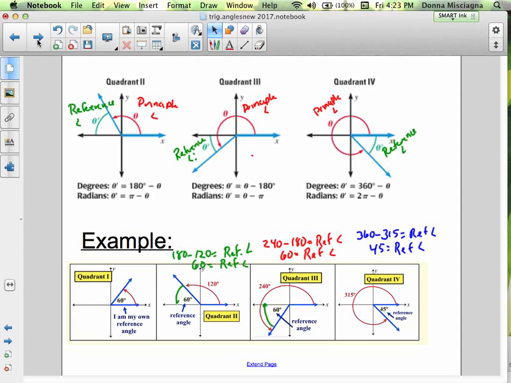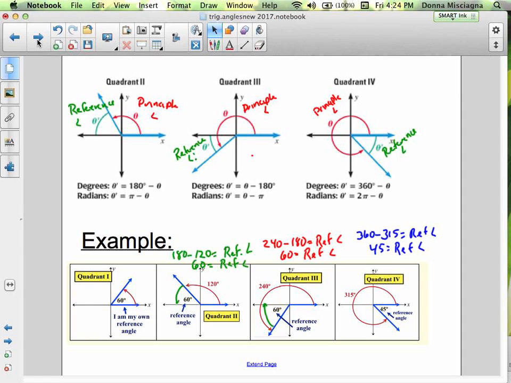And as an example, we have the quadrant 1 example. It's a 60-degree angle who is proudly stating, I am my own reference angle. In the second quadrant, we have a 120-degree angle graphed. So if we subtract 120 from 180, our reference angle is 60 degrees.